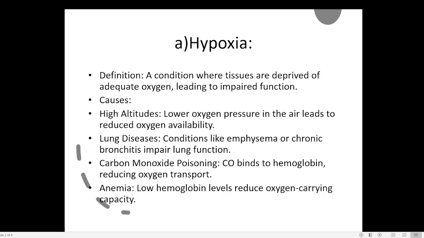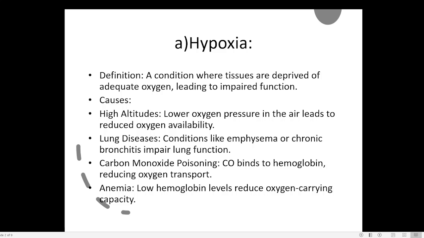So at a higher altitude, there will be a lower oxygen level or oxygen pressure, so that people may not be able to get sufficient oxygen. So that is one situation where hypoxia, or low oxygen availability, will occur. Another situation is a case like emphysema. In emphysema, the ability of the lungs to exchange oxygen with the blood is gradually reduced. So that is the problem with emphysema.